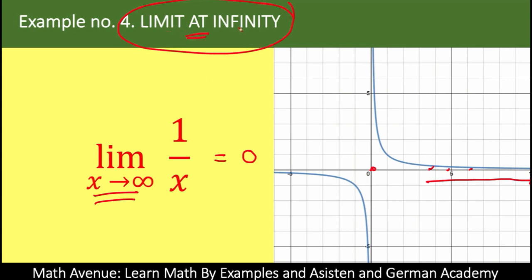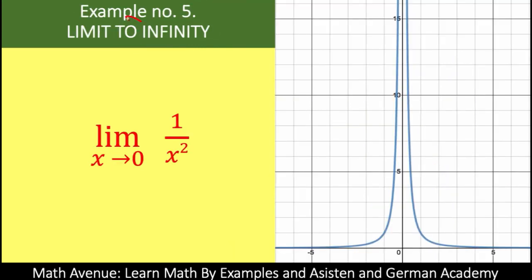If we have limit at infinity, there is also what we call limit to infinity. Let's take a look at an example. So we have here limit to infinity. What is the limit of the function 1 over x squared as x approaches 0? So we are going to look at both the left hand and the right hand limits here. If we're going to look at the left hand limit as x approaches 0 from the left, what is the limiting y value? Notice that the y value gets larger and larger, and we now say that the limit at the left is positive infinity.